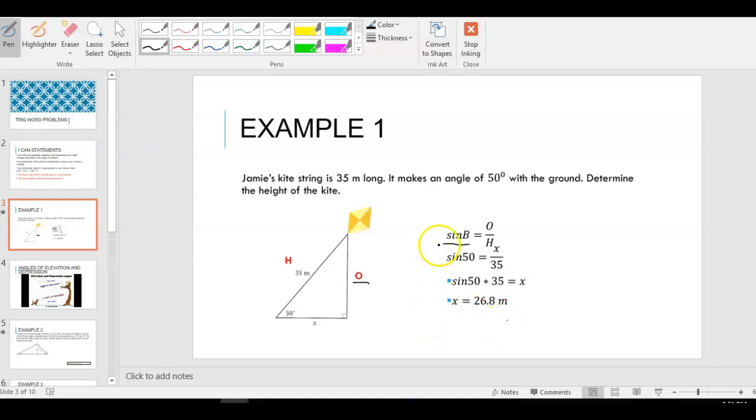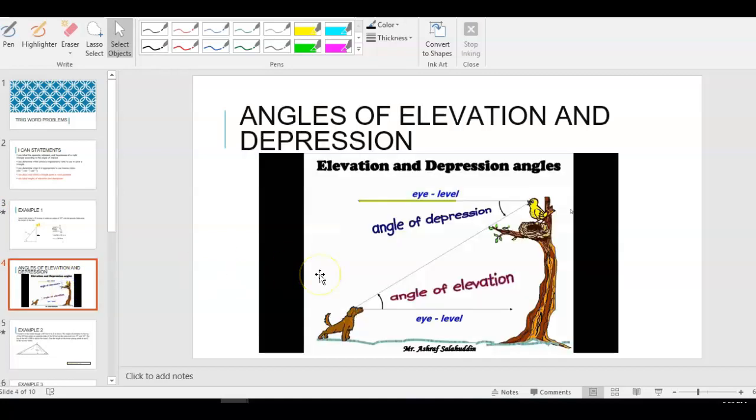Okay, so very similar to what we've seen so far. The only difference is that we have to label the triangle. Most of the time the triangle will not be given to us, and we have to draw the triangle based on the given information. Another thing that we are going to look at today is the angle of elevation and the angle of depression.